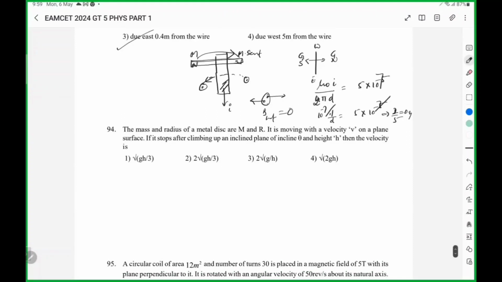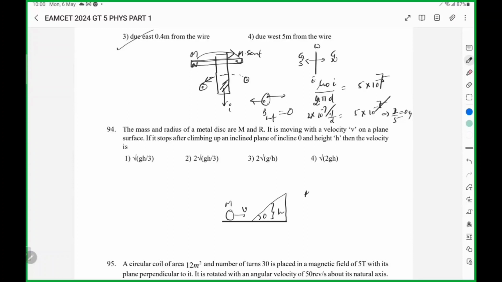The mass and radius of a metal disc are M and R. It is moving with a velocity V on a plane. It stops after climbing up an inclined plane to a height h.